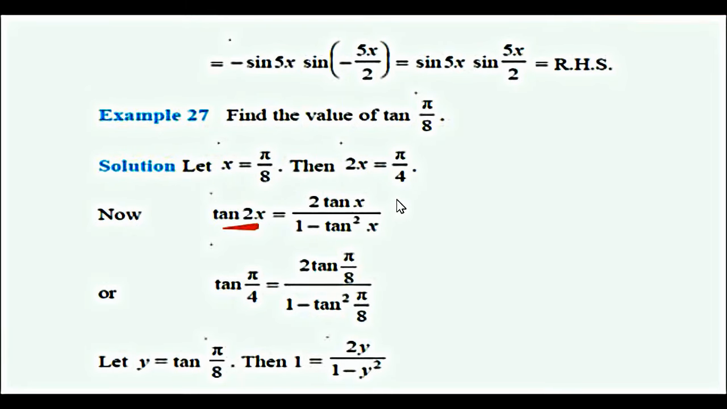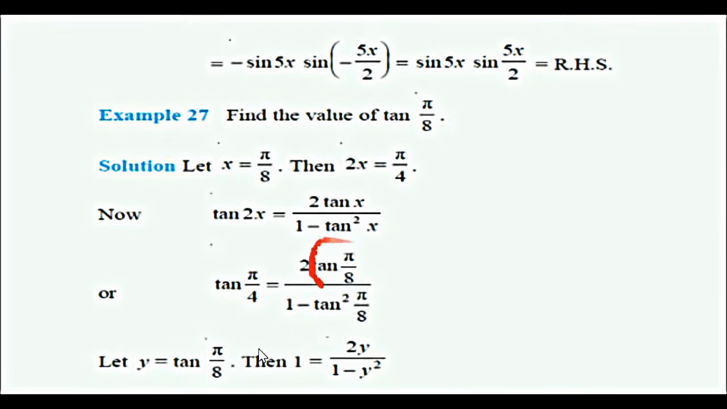So tan 2x, you know the formula of this, 2 tan x by 1 minus tan square x. Tan pi by 4 will be equal to, because we are now placing 2x, x is pi by 8. So tan pi by 4 is equal to 2 tan pi by 8 over 1 minus tan square pi by 8. You know that this tan pi by 4 is nothing but 1.